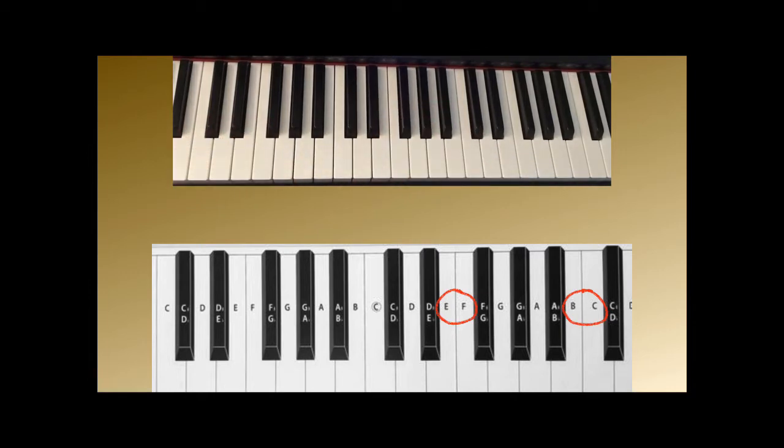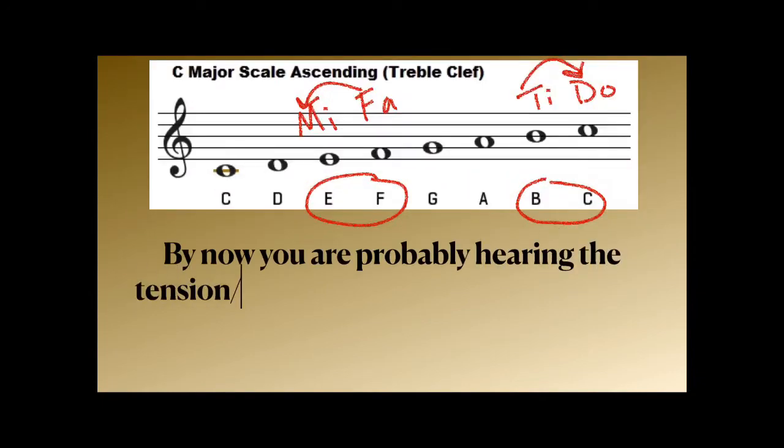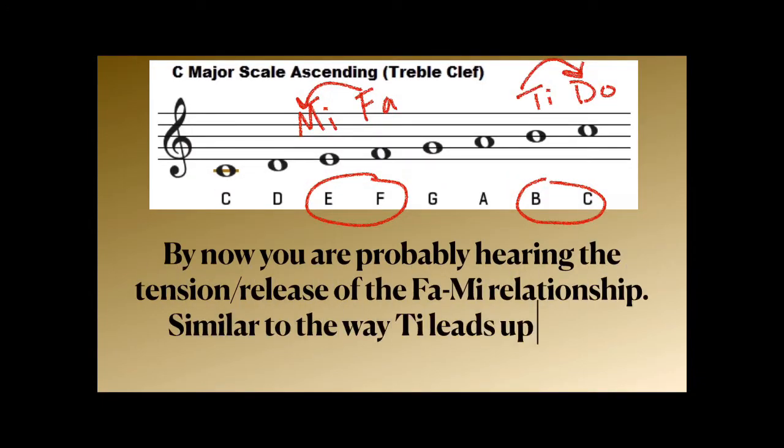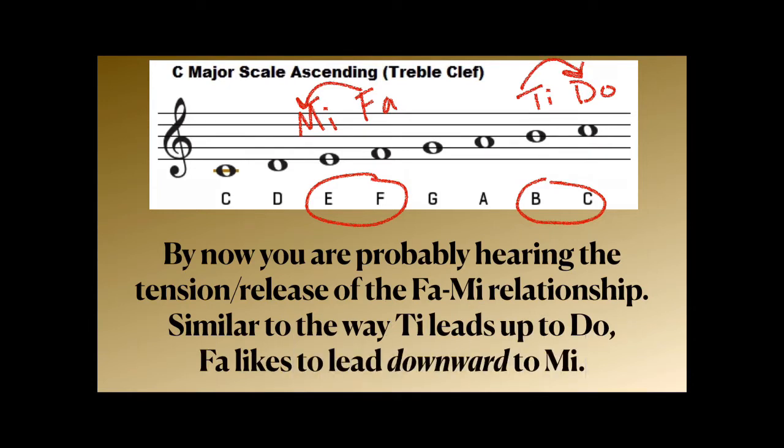Now do you know which one it is? You see I've circled E, F as a pair in red and B, C as a pair in red. We already know that B is a leading tone that leads us up to C in the key of C major. But there's one other half step in this scale that holds some tension. By now, you're probably hearing the tension release of the fa-mi relationship. Similar to the way T leads up to do, fa likes to lead downward to mi.